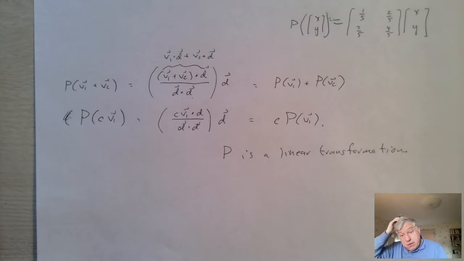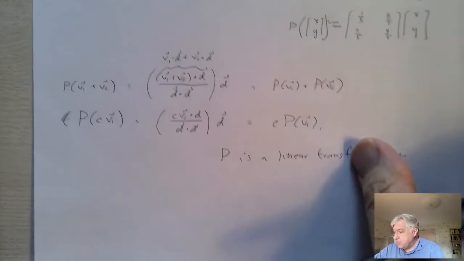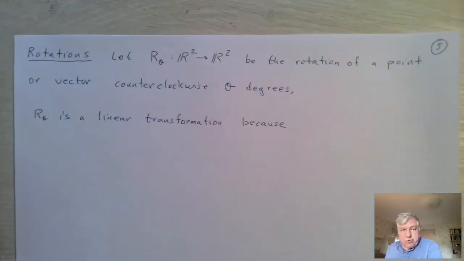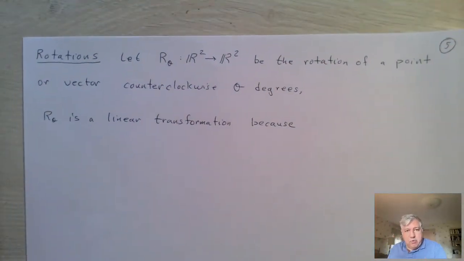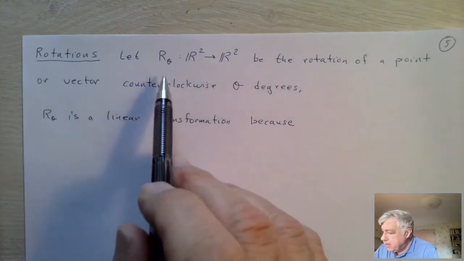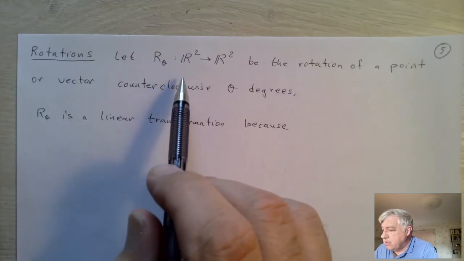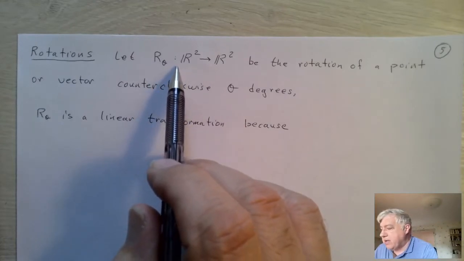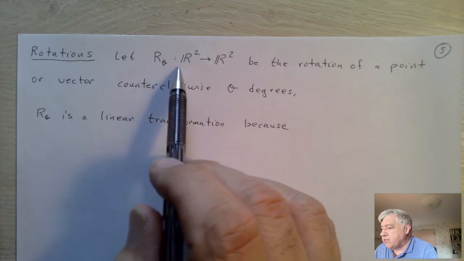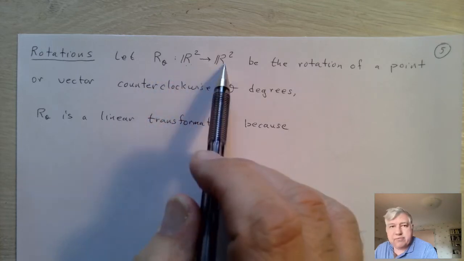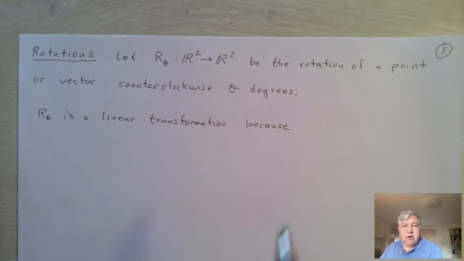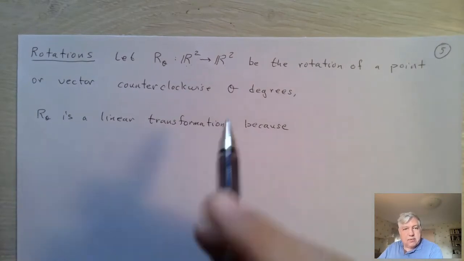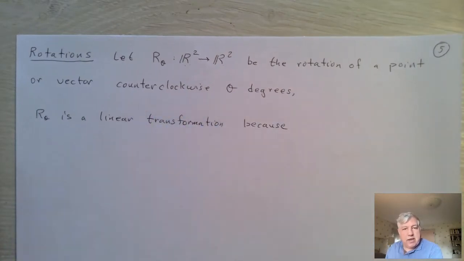Another transformation is rotations. Here we're going to be considering rotations. We're just rotating a vector or a point counterclockwise through a certain angle. Okay, so we'll denote it R theta. Again, we're taking this to be a transformation taking vectors in R2 to vectors in R2 by just rotating them around the origin counterclockwise by theta degrees.